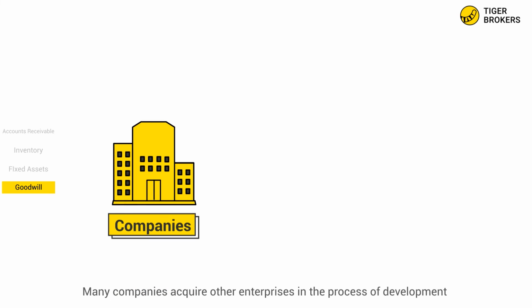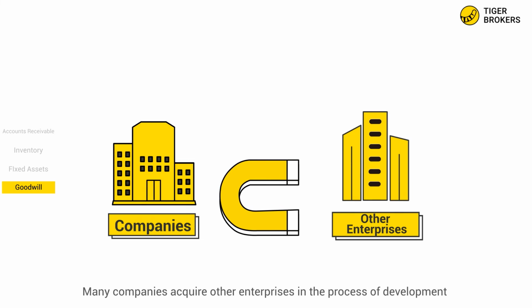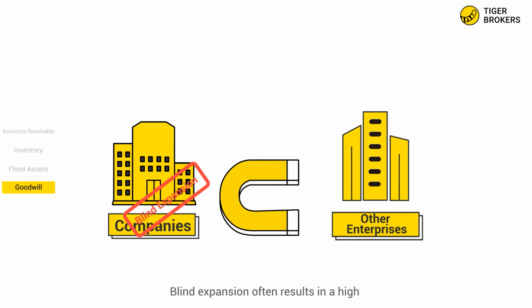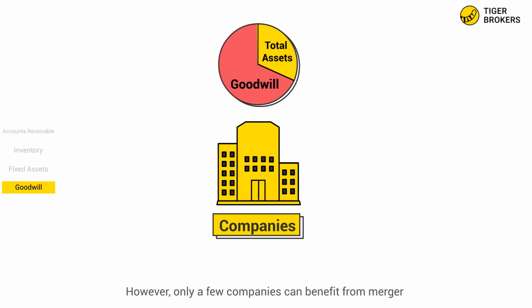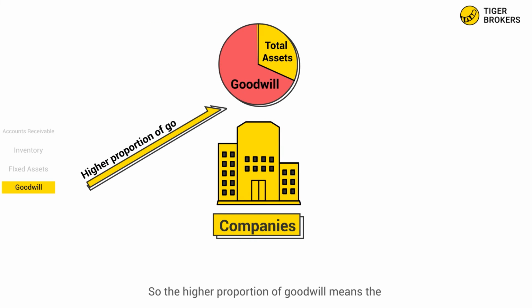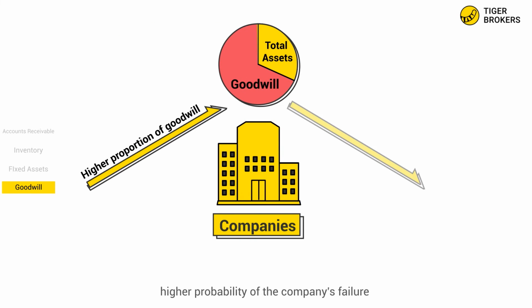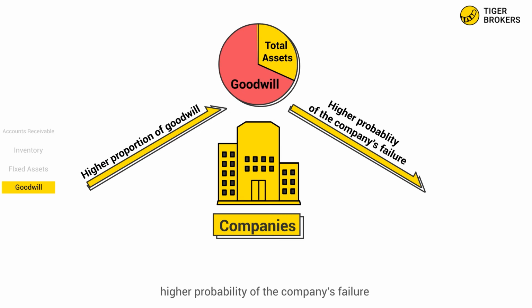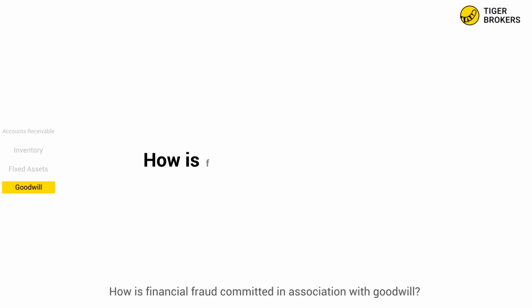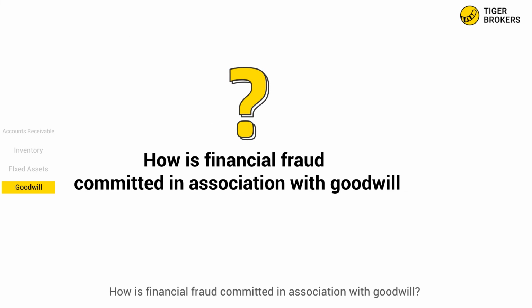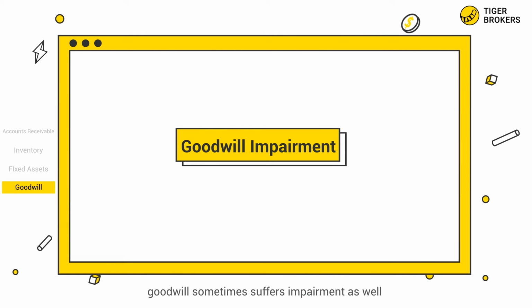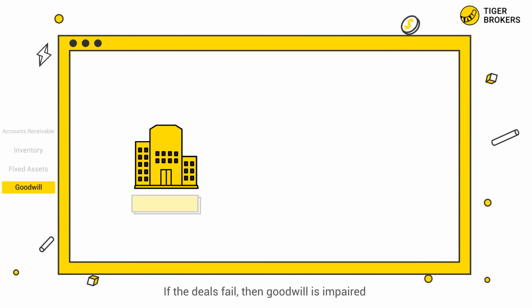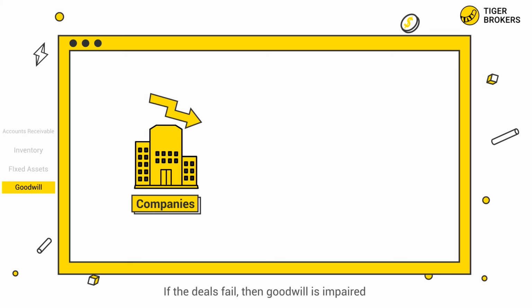Many companies acquire other enterprises in the process of development. Blind expansion often results in a high percentage of goodwill in the company's assets. However, only a few companies can benefit from merger. So the higher proportion of goodwill means the higher probability of the company's failure. How is financial fraud committed in association with goodwill? As a matter of fact, goodwill sometimes suffers impairment as well. If the deals fail, then goodwill is impaired.